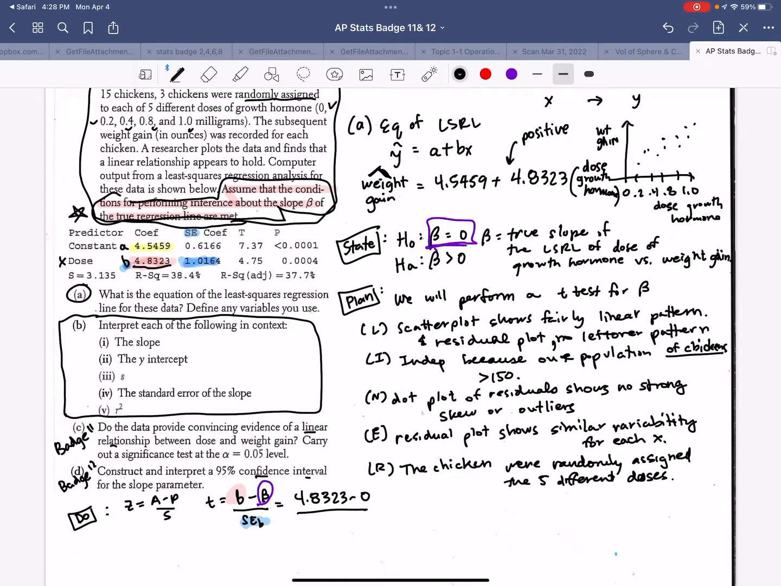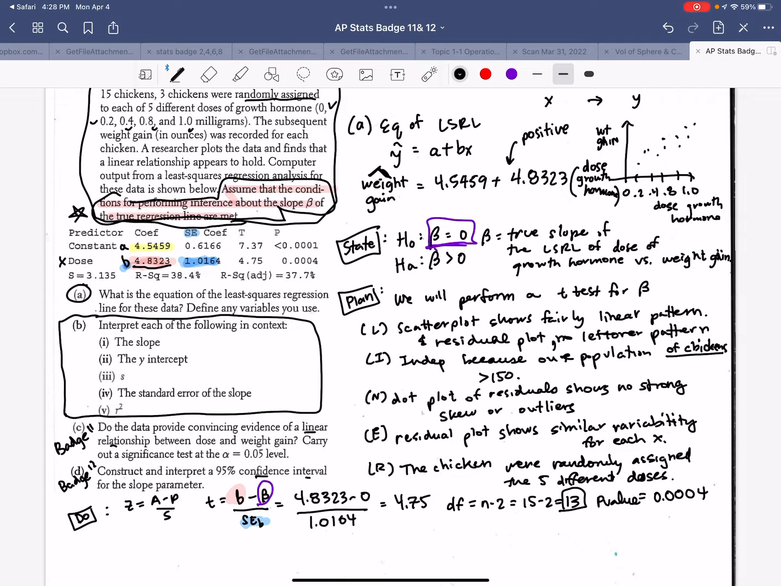4.8323 minus 0 over 1.0164. And we get t must be 4.75. So we can look in the table and we get, what is our degree of freedom? It is n minus 2 because we have two variables. So 15 minus 2 is 13. All right. So using our table, we get a p-value of 1, 2, 3, 4.